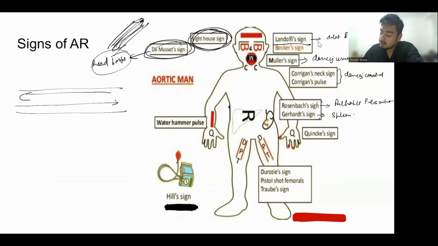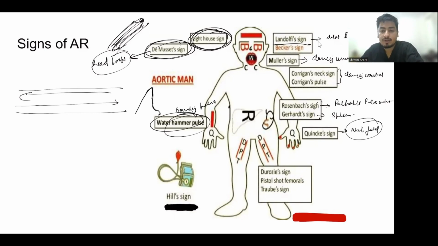Okay. Then water hammer pulse can be felt. That is, there is systolic filling with diastolic runoff. So high volume pulse is felt. Okay. So this is known as water hammer pulse or collapsing pulse. Then Quincke's sign can be seen in nail fold, where there are visible pulsations over the nail fold capillaries. Over femoral, we have these Duroziez's, distal femorals, and Traube's sign.